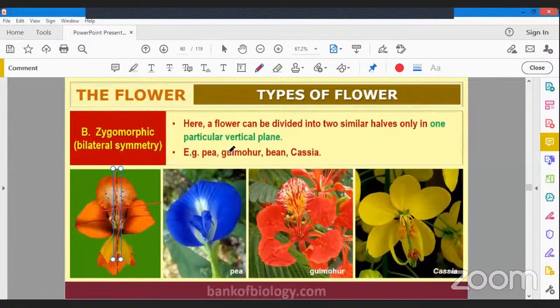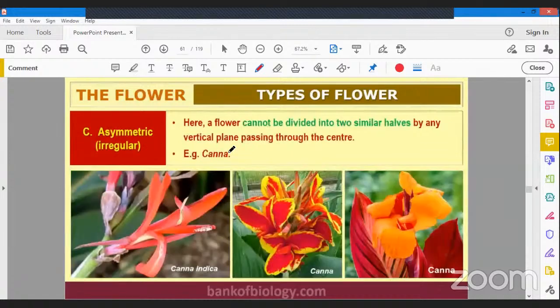Done. So next one we go to asymmetrical flowers or irregular flowers. Here the flower cannot be divided into two similar halves by any vertical plane passing through the center. Example, Canna lily, they also say. Okay.